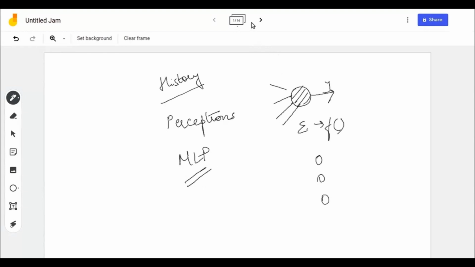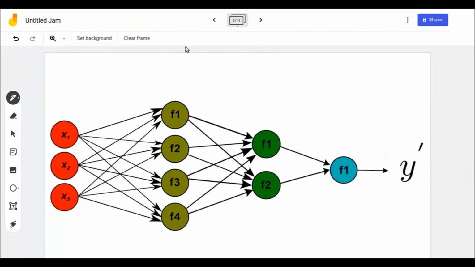Okay, so now let me dive more into this multi-layer perceptron. So this, as you can see, is a multi-layer perceptron. We have 3 inputs. This is the input layer because all the inputs are going in here. This is the hidden layer and this is the output layer. So the input layer has 4 nodes, the hidden layer has 2 nodes and the output layer has 1 node.